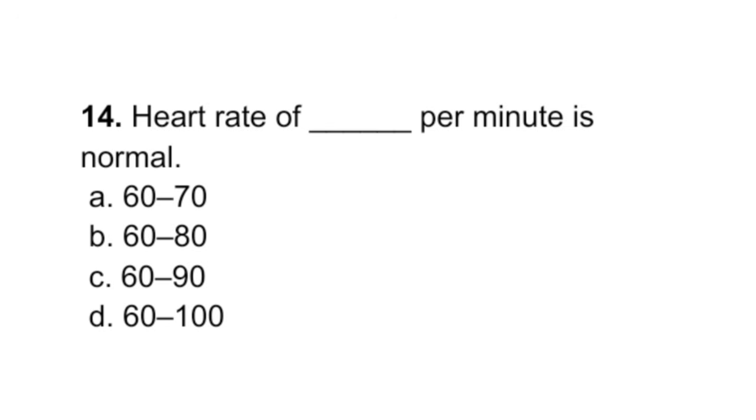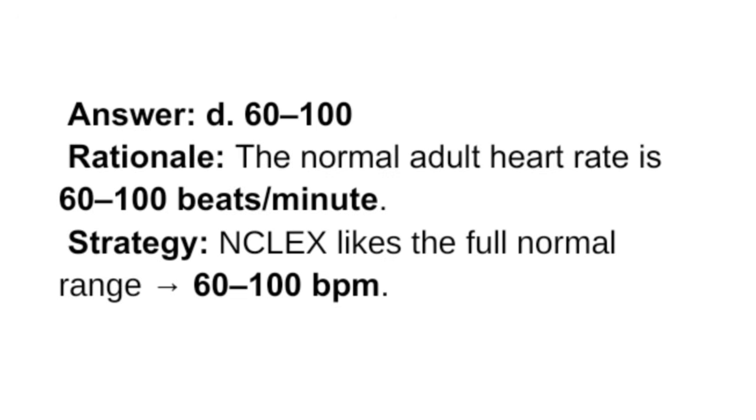14. A heart rate of ______ per minute is normal. A. 60 to 70. B. 60 to 80. C. 60 to 90. D. 60 to 100. Answer, D. 60 to 100. Rationale: the normal adult heart rate is 60 to 100 beats per minute. Strategy: NCLEX likes the full normal range, 60 to 100 BPM.